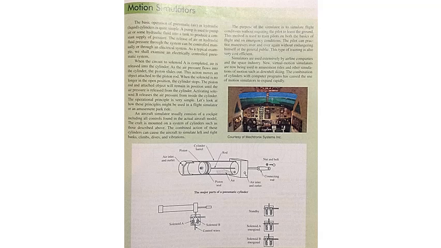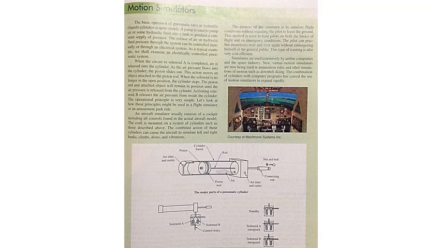When the solenoid is no longer in the open position, the cylinder stops. The piston rod and attached object will remain in position until the air pressure is released from the cylinder. Activating solenoid B releases the air pressure from inside the cylinder. The operational principle is very simple. Let's look at how these principles might be used in a flight simulator or an amusement park ride.